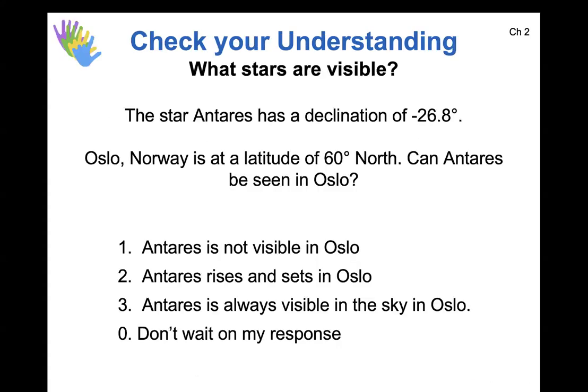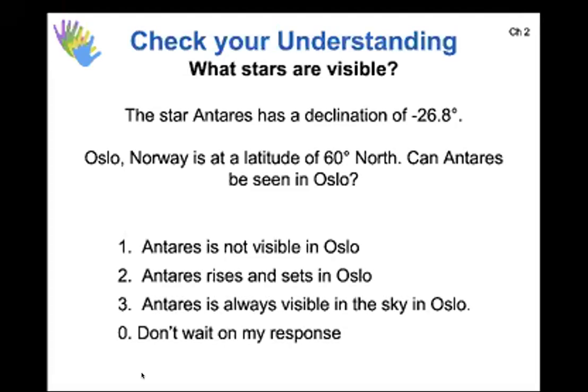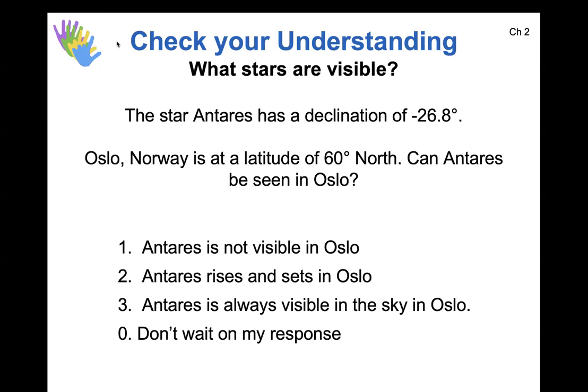So the star Antares has a declination of -26.8 degrees. Oslo, Norway is at a latitude of 60 degrees north. Can Antares be seen in Oslo? Who has an answer? Let me check the chat as well. Okay, so a bunch of people say no, it can't be seen. Mostly we've had people vote for no, which would be one.